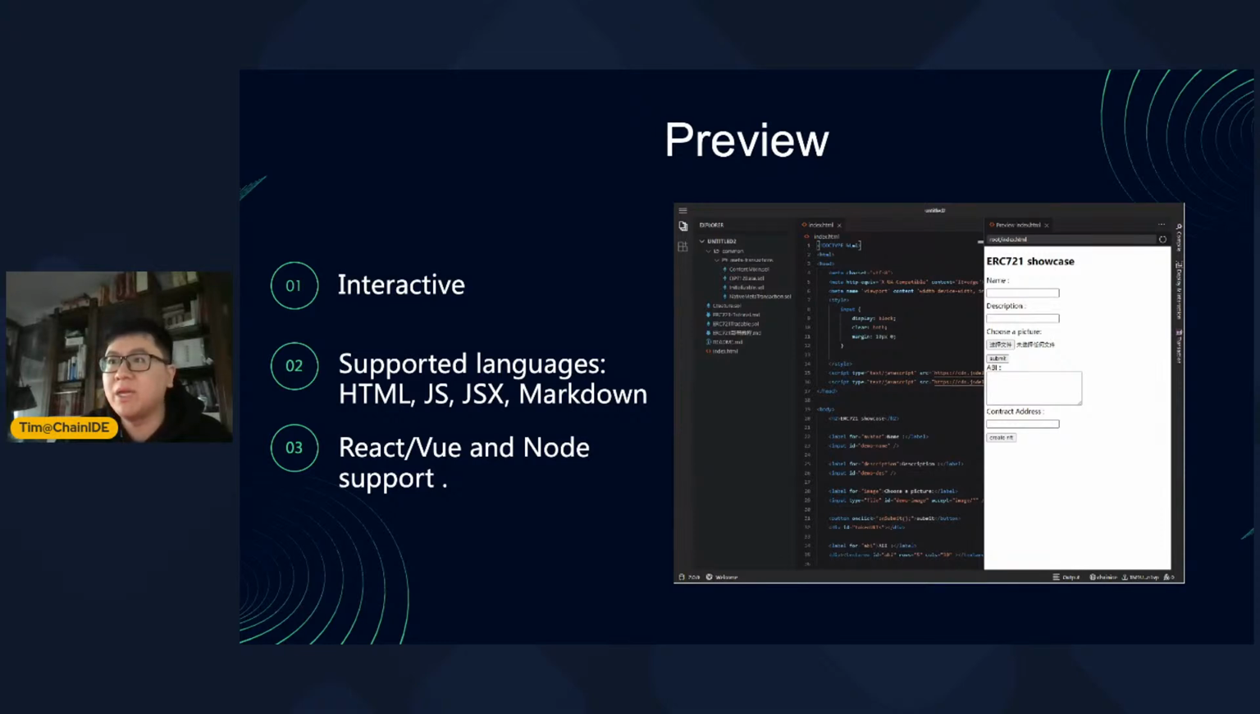And that makes it possible to develop a complete DApp, not only the smart contract, in ChainIDE. So basically, you can just debug your smart contract, debug your front end and back end in the same project in the browser.